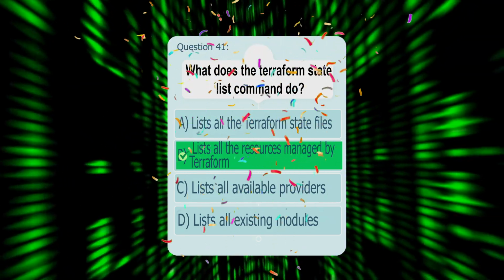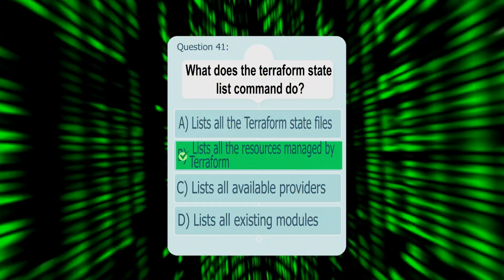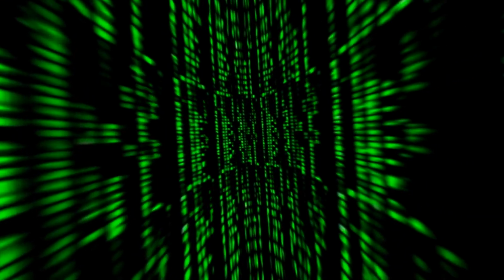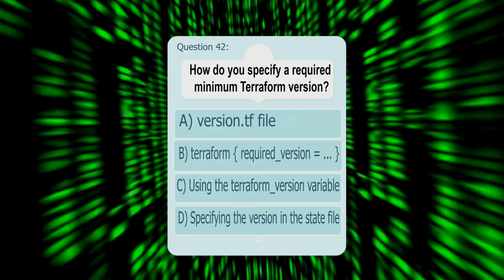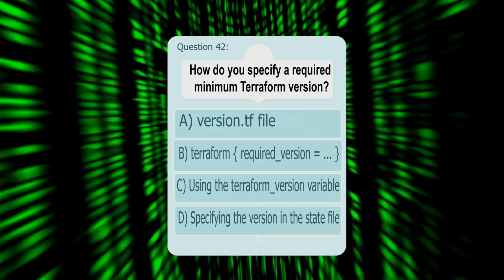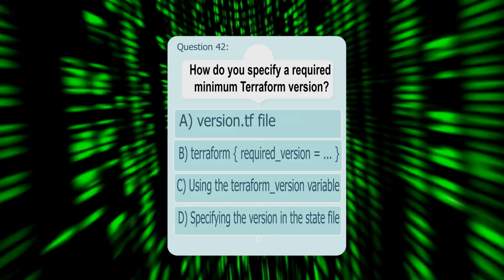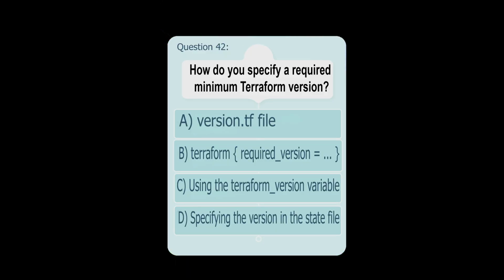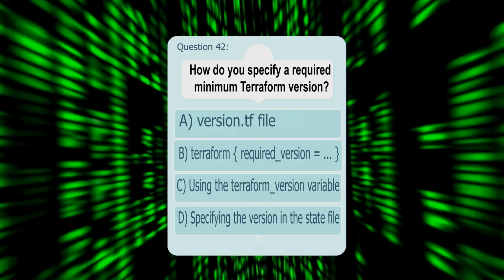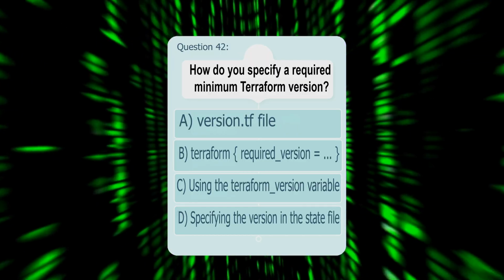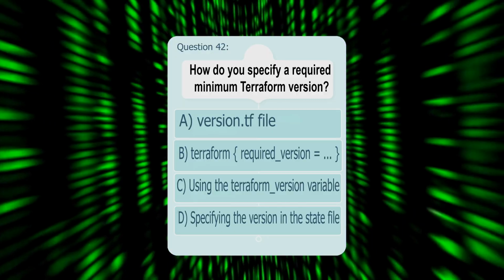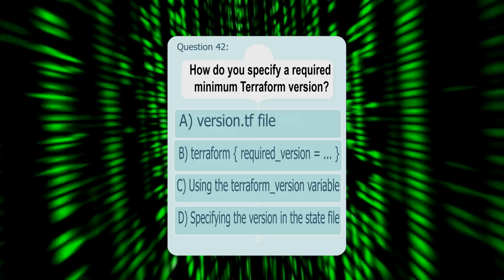Answer. B. Lists all the resources managed by Terraform. Question 42. How do you specify a required minimum Terraform version? A. version.tf file. B. Terraform required_version equals. C. Using the terraform_version variable. D. Specifying the version in the state file.